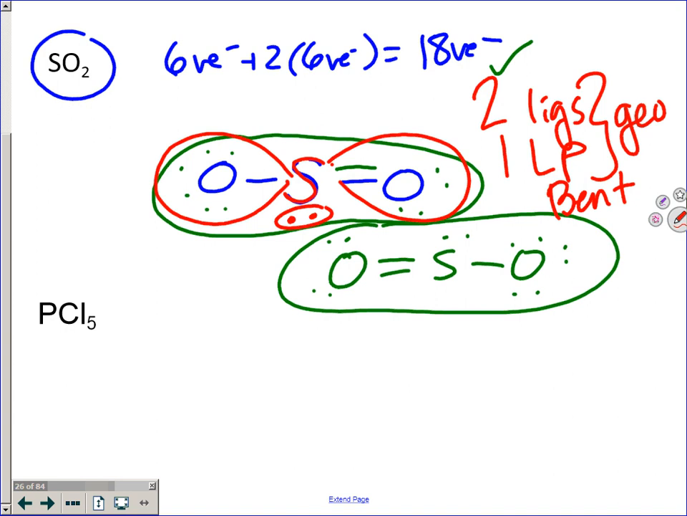Now, if you just look at the 2D structure on the board, you guys are going to be like, oh yeah, that's linear. Yeah, it's a straight line. She drew a straight line. It must be linear. Don't always trust your drawings for the shapes. You have to build or visualize. Okay, so that's bent. Go ahead and do this one now.